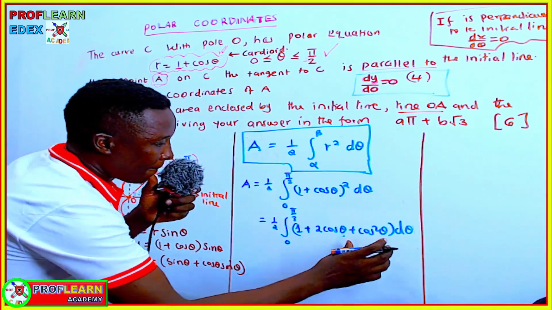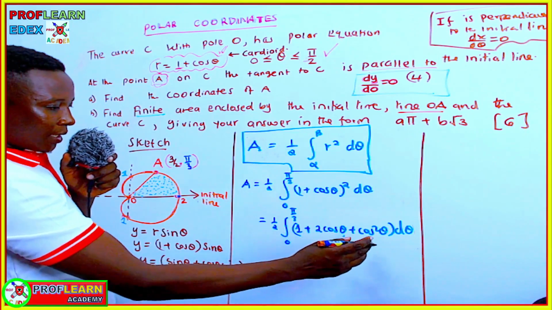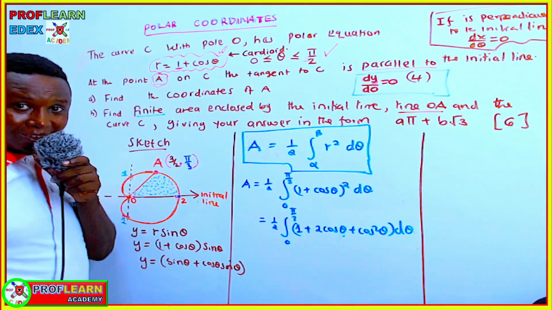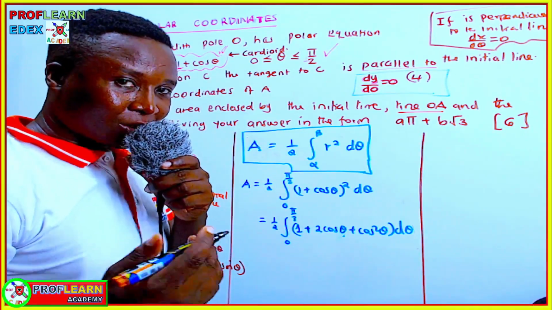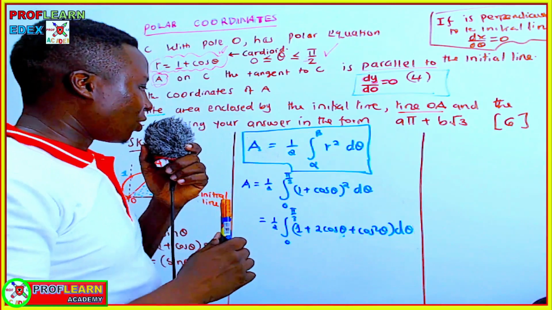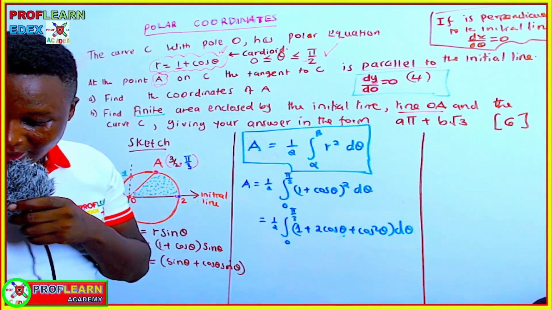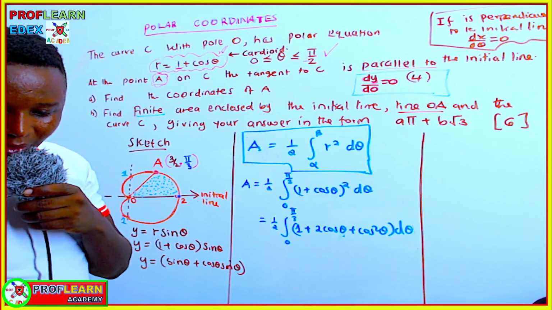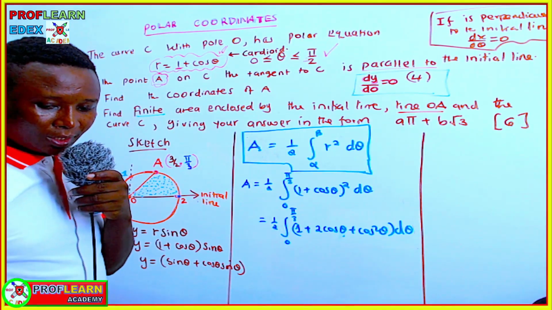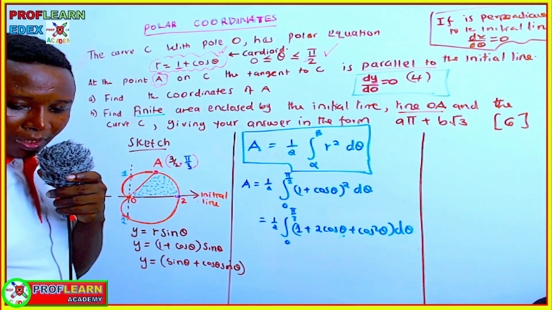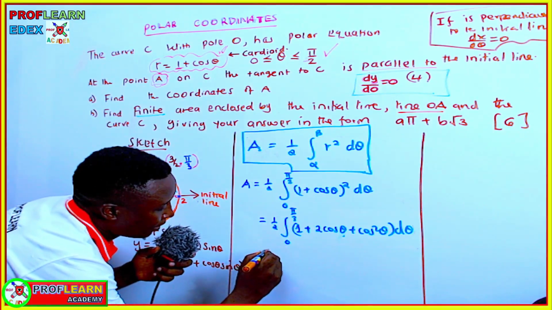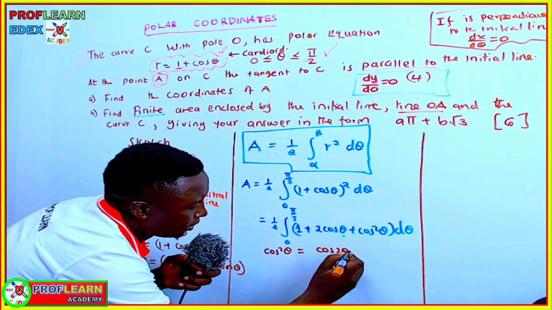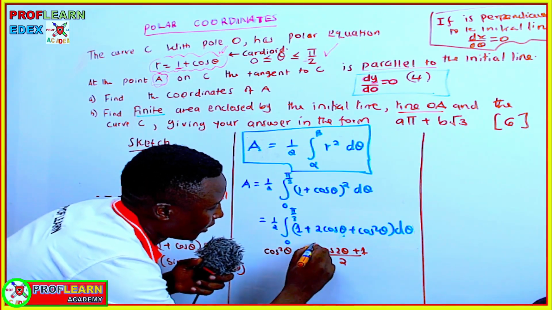Remember, if you are integrating, you cannot work with this angle the way it is. Integrating powers of trigonometric ratios is going to be a little bit difficult for us. So we are going to convert that to double angles so that we can work it out. We have 1 plus 2 cos theta plus cos squared theta. Remember, cos squared theta is the same as cos 2 theta plus 1 over 2.